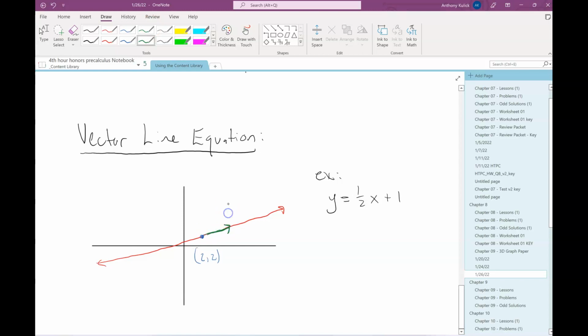If I use that, then I can find a vector that's in the same direction as my line, either going that way, or I could find a vector going the opposite way. So that's what we're going to be looking to do: create a vector whose initial point is some point on the line, and the direction for that vector is the same direction as our line.